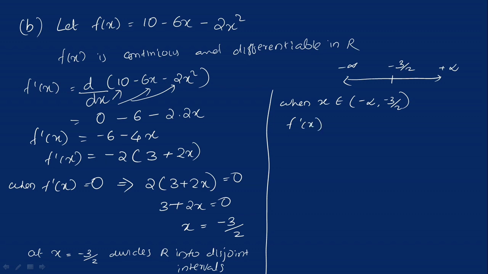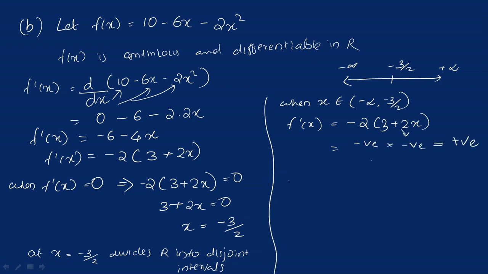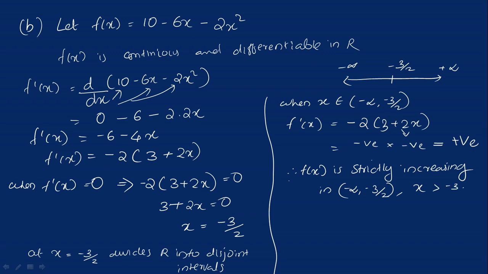When x belongs to the first interval, that is (−∞, −3/2), we can write f'(x) = −2(3 + 2x). −2 is negative. For 3 + 2x, applying a value between minus infinity and −3/2, that is also a negative quantity. So negative into negative is positive. So f'(x) is positive, and f(x) is strictly increasing in the interval (−∞, −3/2). Similarly, here x is greater than −3/2.